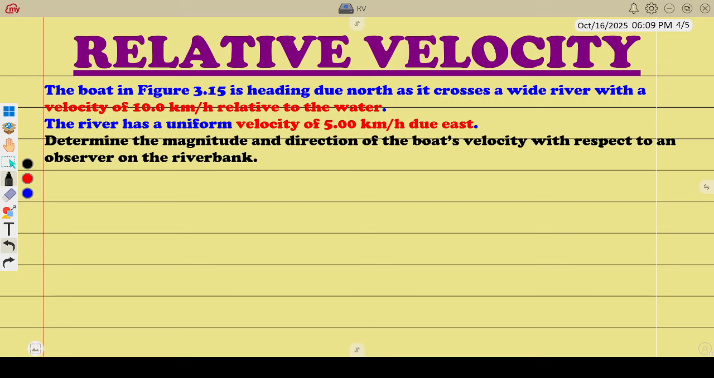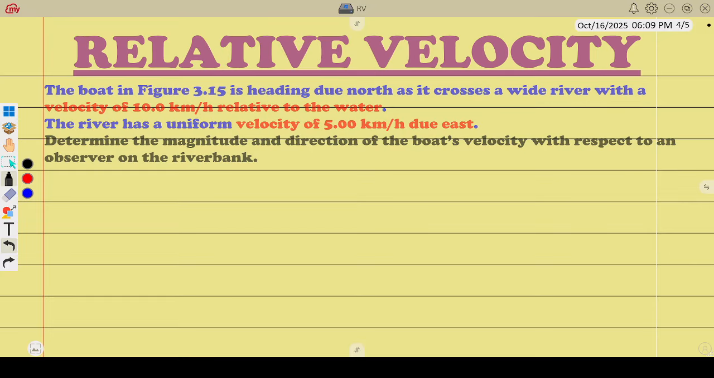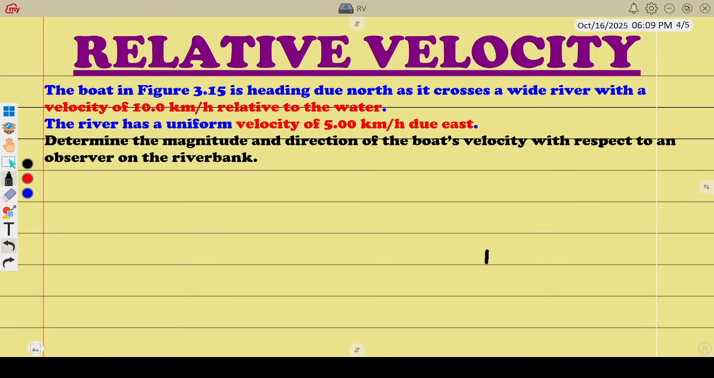Under vectors, we learned that due means straight. So due north, meaning that the boat is going straight northwards. So the boat is going north at a speed of 10 kilometers per hour. Okay, that's the first thing. So the boat is going due north, relative velocity is 10 kilometers per hour with respect to the water. And then the river has a uniform velocity of 5 kilometers per hour due east.